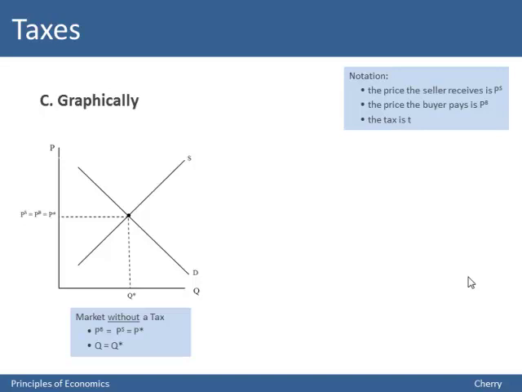Without a tax, the buyer pays the same price as the seller receives. So that's this graph here: PS equals PB equals P star. That's the same as what we've had before, but it's clarifying that the price the buyer pays is the same as the price the seller receives. Because once you introduce a tax, that's no longer going to be the case. The price the buyer pays is going to be different from the price the seller receives.